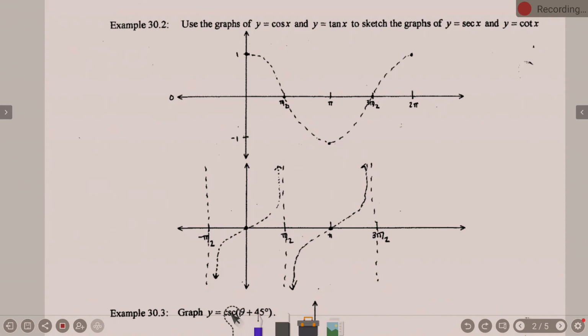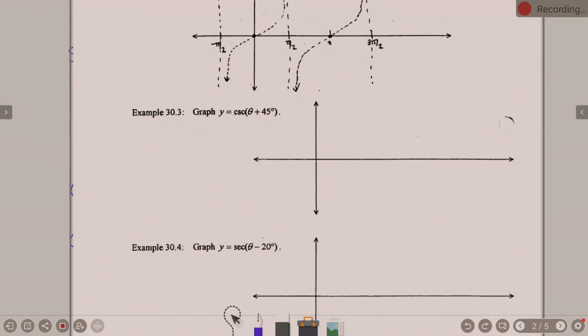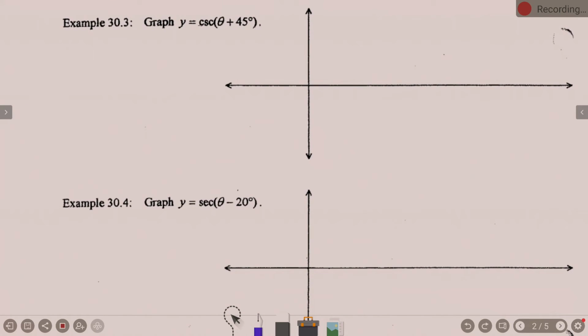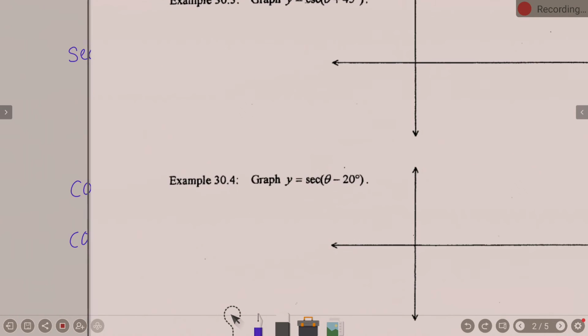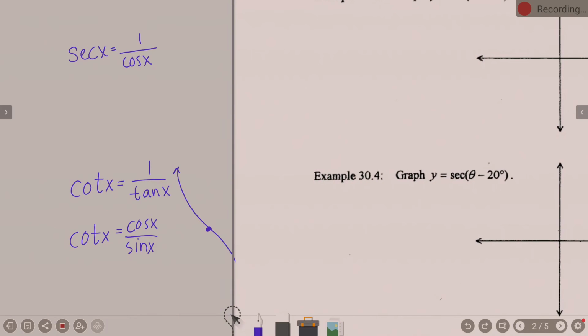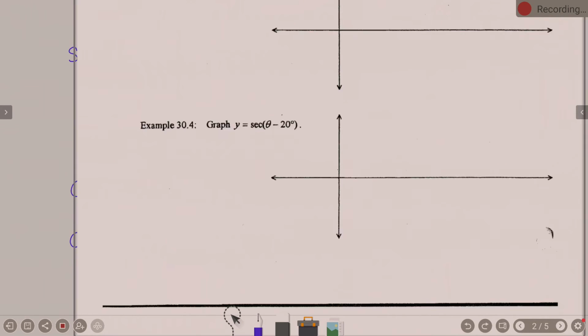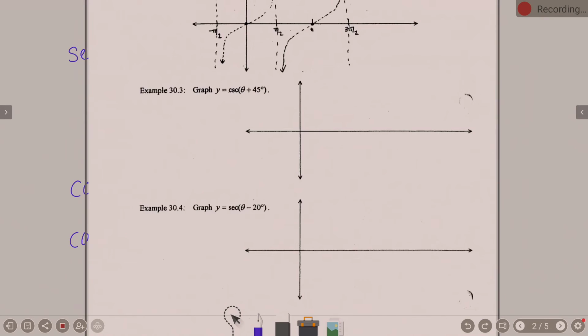Let's see. I do have to move my screen up. Oh, that's weird. It's behind it. Did you guys see that? Yeah. I didn't realize that that's where the writing went when I scooted it. Interesting. Sorry. Easily amused here.